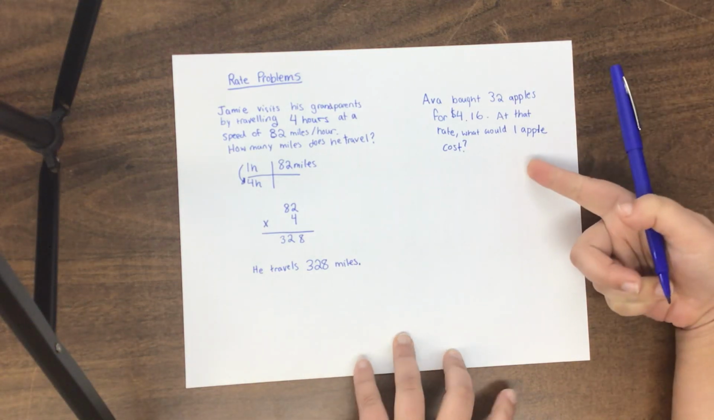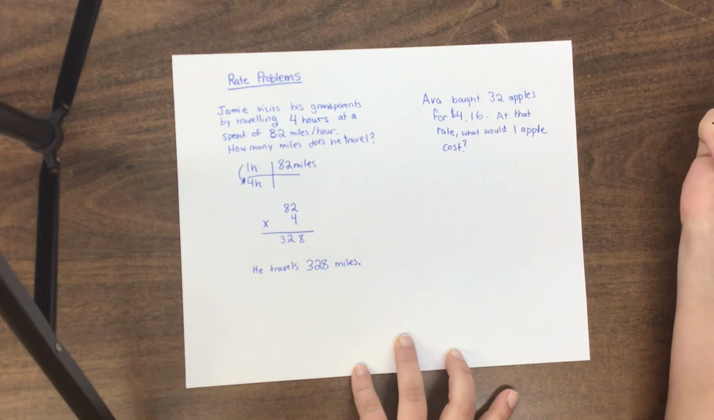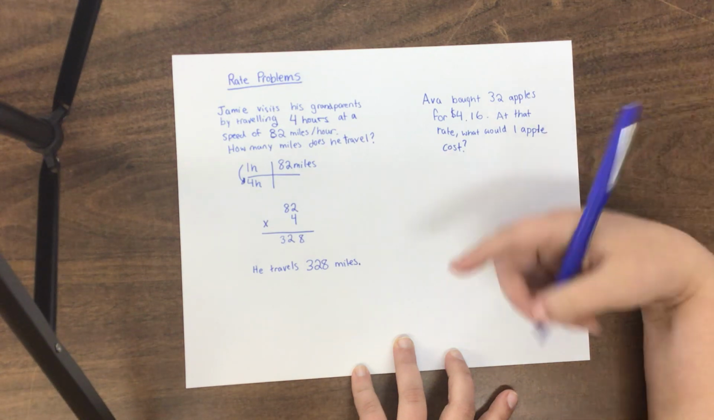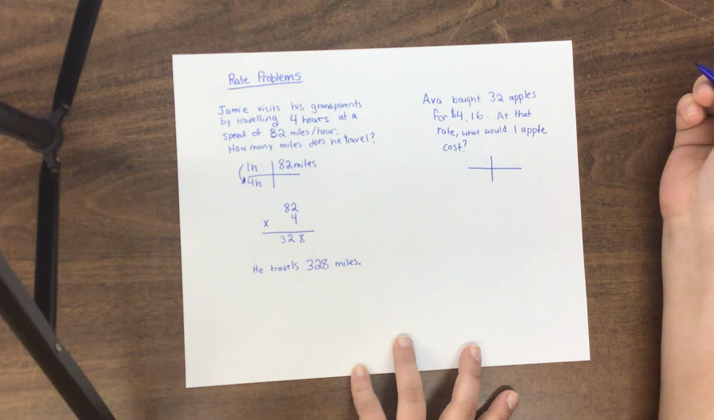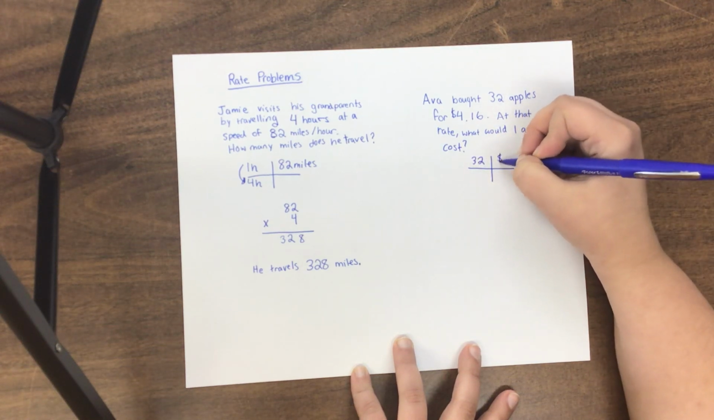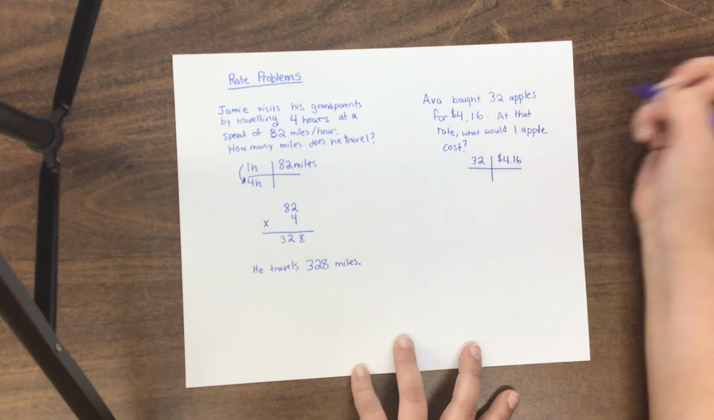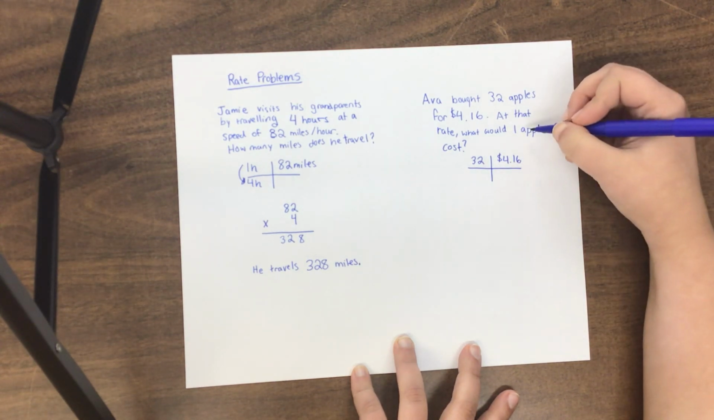Okay, let's look at the second one here. Ava bought 32 apples for $4.16. At that rate, what would 1 apple cost? So, same thing, I'm going to draw myself a little rate triangle. And it says that she bought 32 apples for $4.16 altogether. I'm going to put it in my rate box like that. And then we want to find the cost of 1 apple.